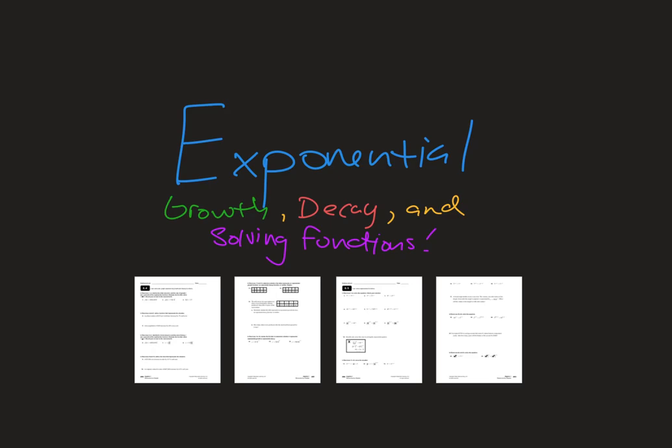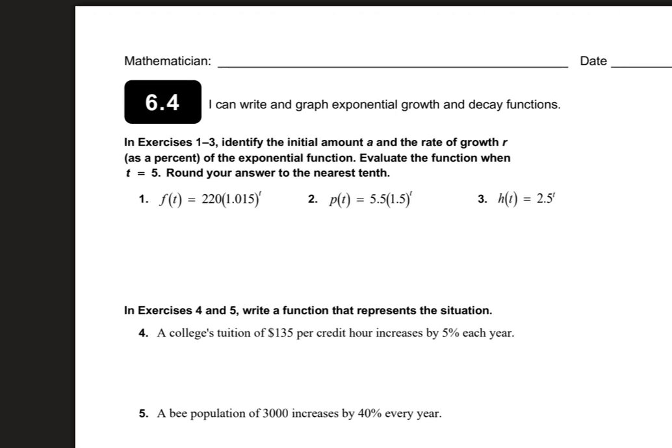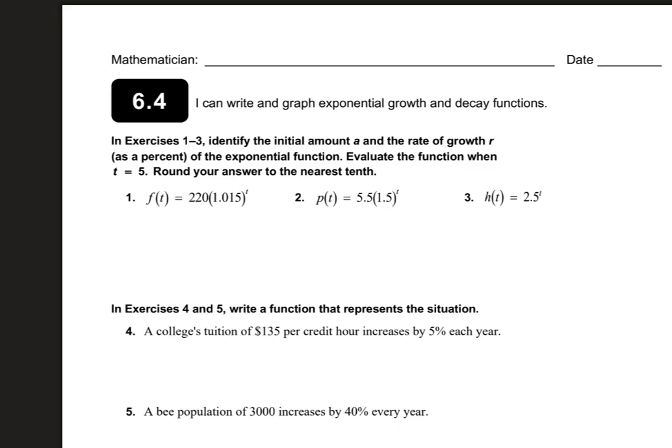Exponential growth, decay, and solving functions. In the first three problems, they want us to identify the initial amount A. So I'm going to do that for each one of these. The first one is 220. The second one is 5.5. The third one is 1.